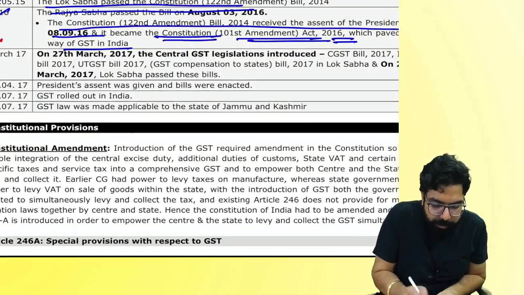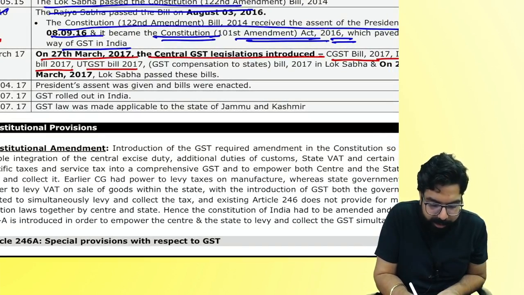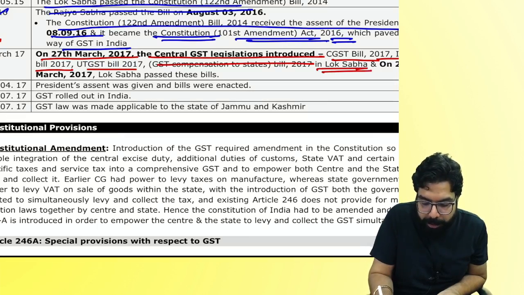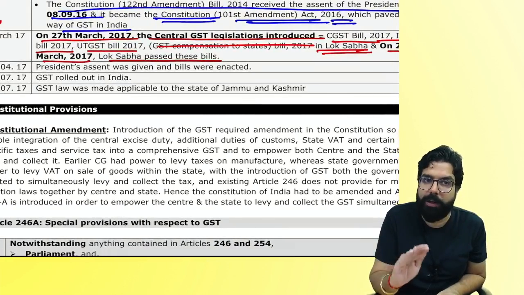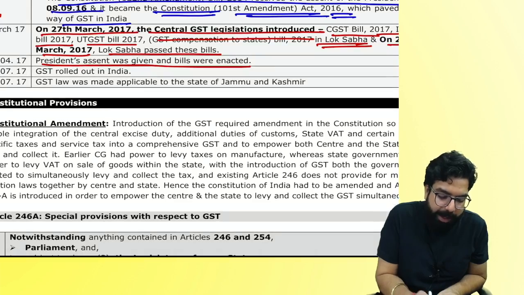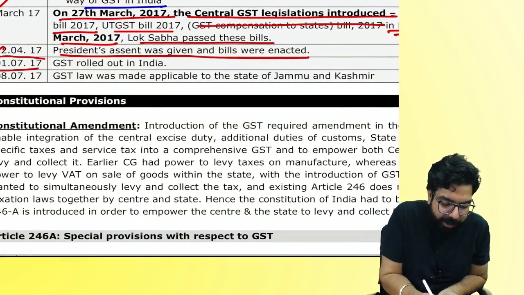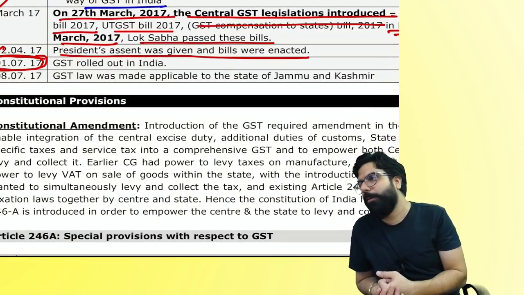On 17th March, the CGST legislation introduced the CGST bill, IGST bill, UTGST bill. In the Lok Sabha, on 29th March, Lok Sabha passed these bills. Now, the President assented and the bills were enacted. And on what date was GST introduced in India? 1st of July 2017.